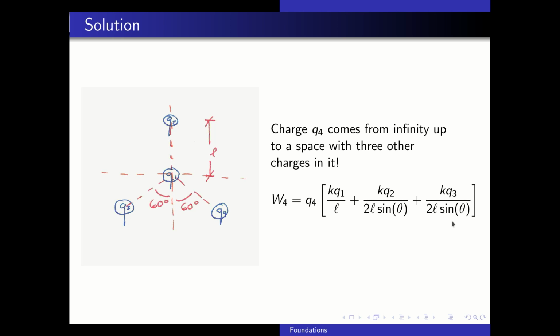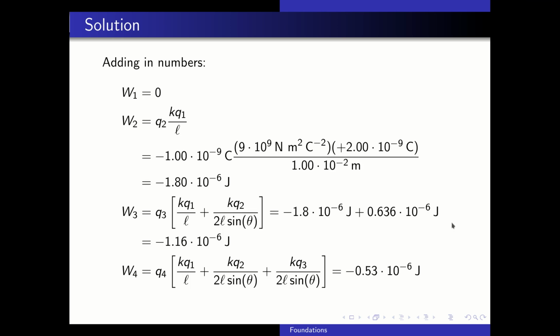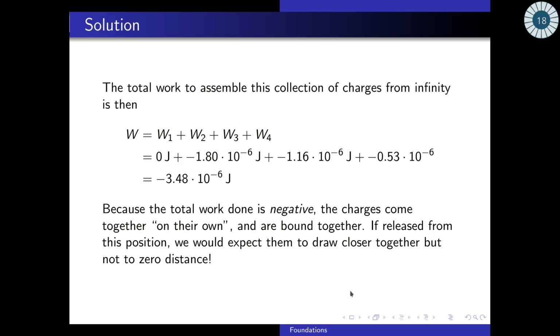So now we can just plug numbers in and add it all up. And it's going to look like this. I'm as excited to see all the numbers as you are. Alright, and we want to find the total work done. We're just going to add these terms together. For work 2, negative 1.80 times 10 to the negative 6 joules. For work 3, negative 1.16 times 10 to the negative 6 joules. For work 4, negative 0.53 times 10 to the negative 6 joules. We add those four terms together, and we're going to have a total work done of negative 3.48 times 10 to the negative 6 joules.